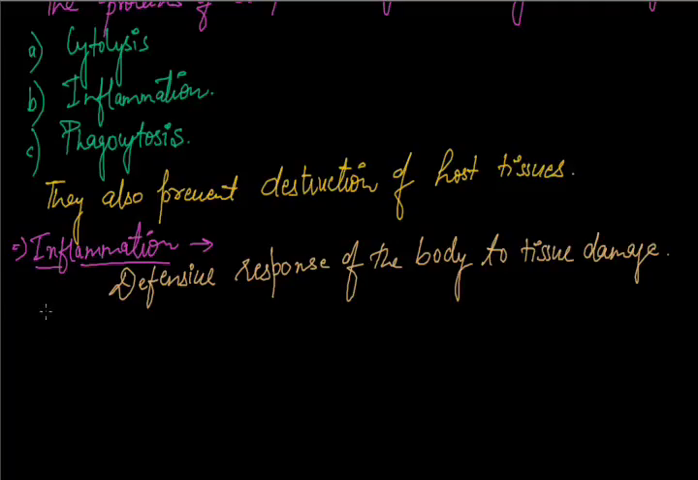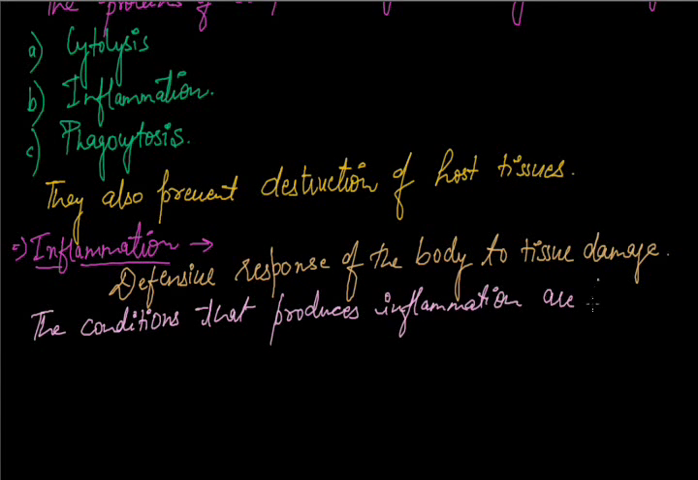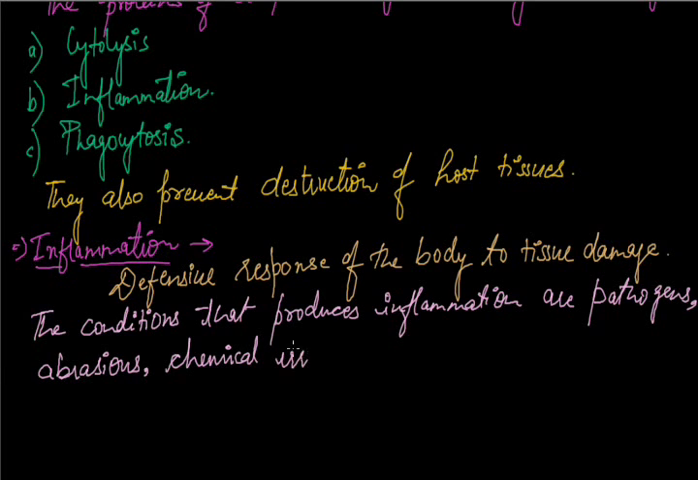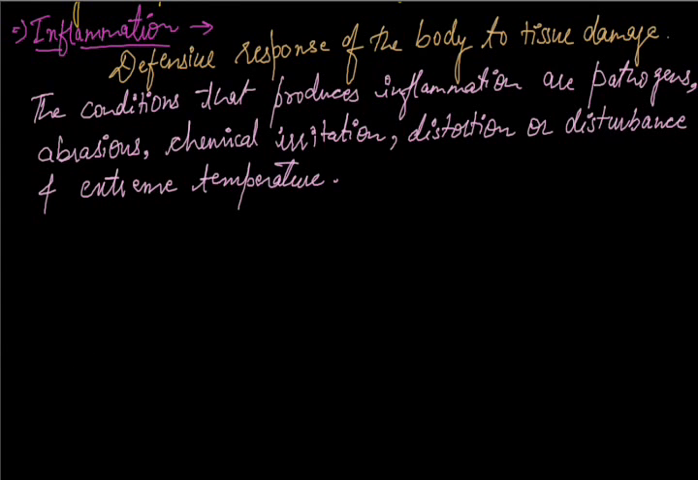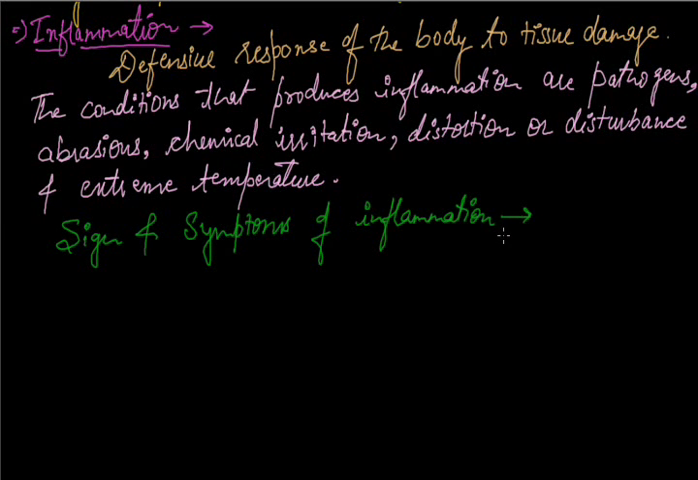So inflammation may be produced by conditions such as pathogens, any abrasions, any chemical irritation, any distortion or disturbance, and extreme temperature. These are some factors against which inflammation arises. Now there are some signs and symptoms of inflammation, which give the knowledge of inflammation and show the defensive response of our body.